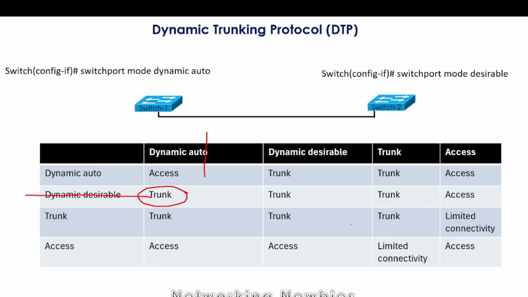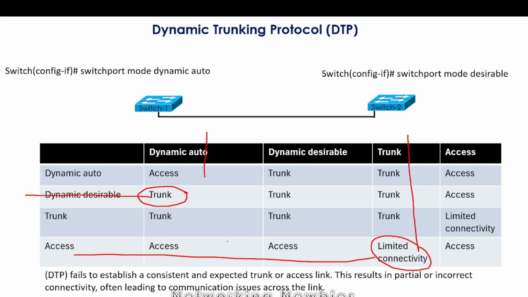But one more thing here says that if one of the switches is in access mode and the second switch is configured in trunk mode, then there will be limited connectivity between those switches. What does it mean? It means in this case, Dynamic Trunking Protocol has failed to establish a consistent connection between these switches, and because of this inconsistency, there can be some issues on the link. So there will be limited connectivity. So we need to be very careful when configuring this.